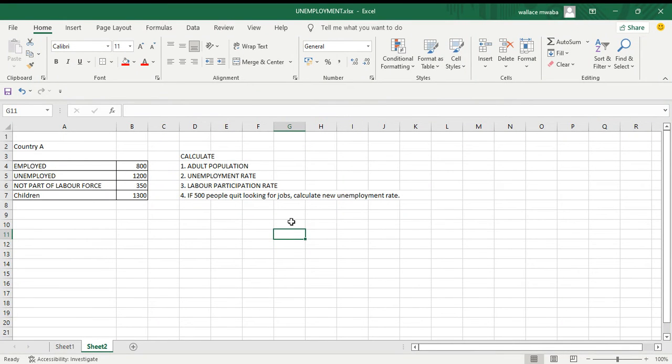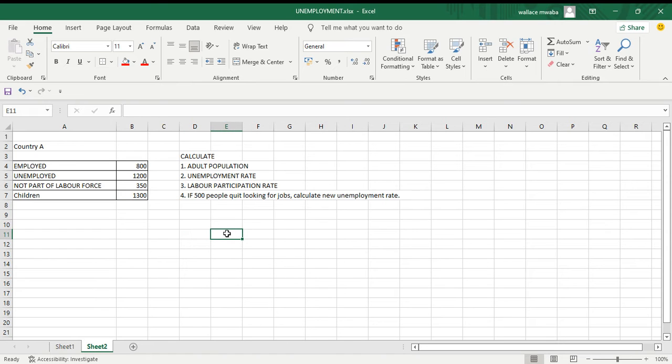We're still looking at unemployment. Okay, the people who do not have jobs but are actively looking for jobs, those are the unemployed people. So we've been given this information about country A. We've been told to calculate the adult population, the unemployment rate, the labor participation rate, and if 500 people quit looking for jobs, we have to calculate the new unemployment rate.